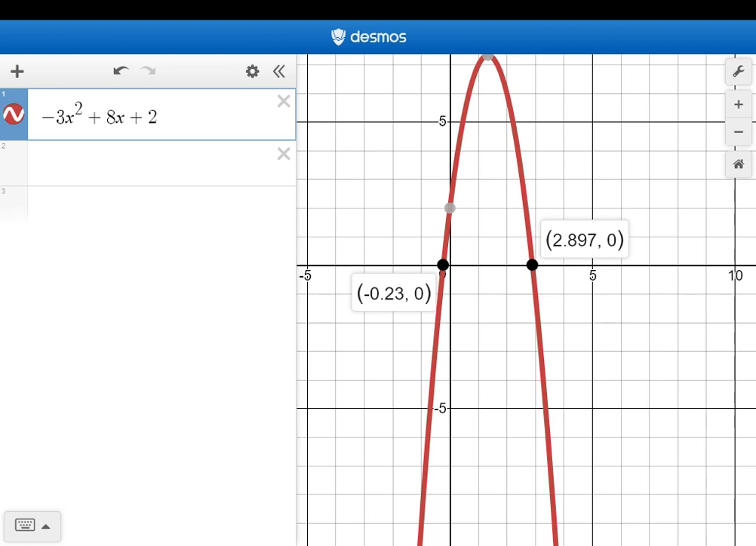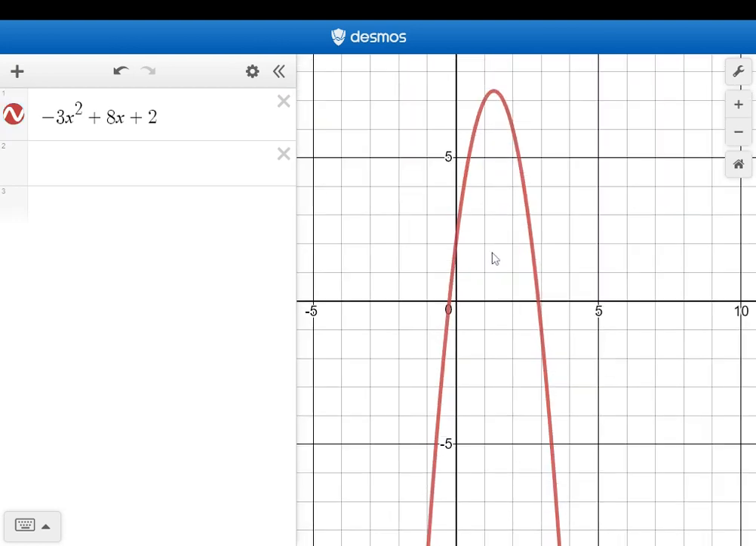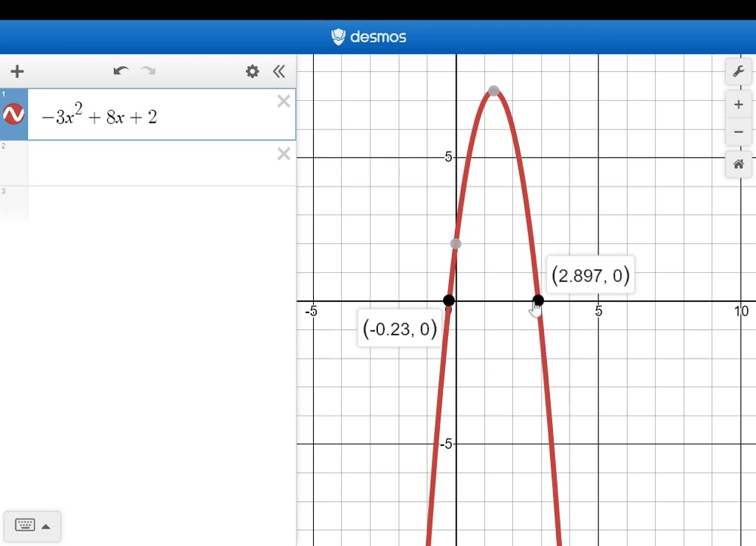Those are our solutions. Do not get confused and think that it's 0, 2. Do not get confused by this point up here. Our solutions come from these two points here. So it's really important that we're able to find those solutions by graphing.